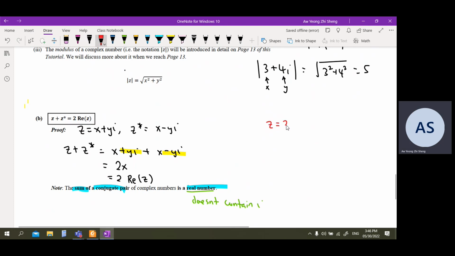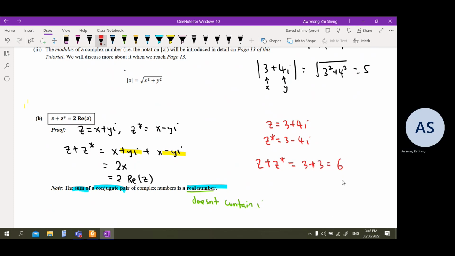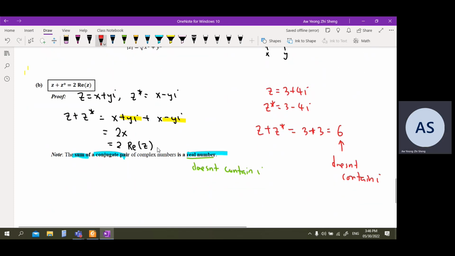So just one quick example. If my z is 3 plus 4i, my z star is 3 minus 4i, then it's obvious that z plus z star would give you just 3 plus 3, which is 6. And this number doesn't contain i. So this result you don't really have to memorize, because just by performing that addition very quickly, you will be able to realize that your answer doesn't contain i. And so just for you to know, when you add up a pair of conjugates, you always get a real number. So don't be surprised if you see that the i disappears when you add up a conjugate pair.